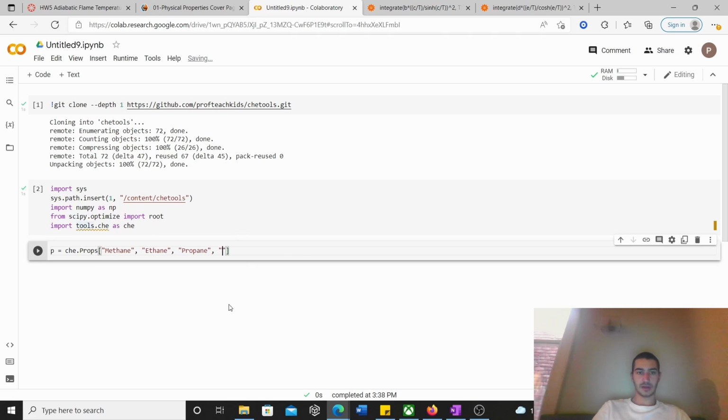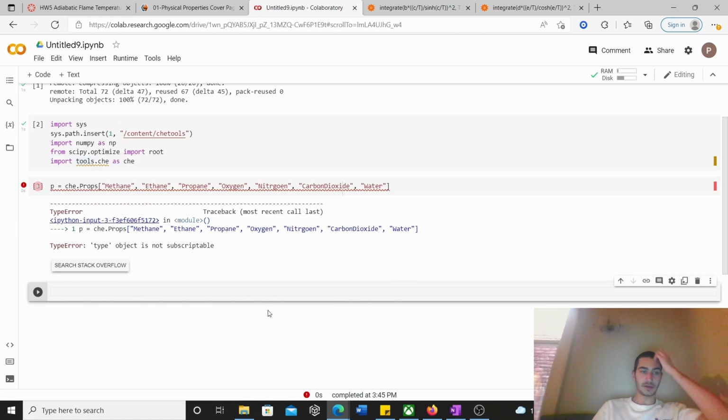And then from here, we also had nitrogen on our left hand side, right? So nitrogen, and then for the right hand side, we have carbon dioxide, all one word. We recall we also had oxygen and water, so put water back here, and oxygen was actually on the left hand side, so we're going to put it back here. Alright, there we have it. Press shift enter and we have all these values.